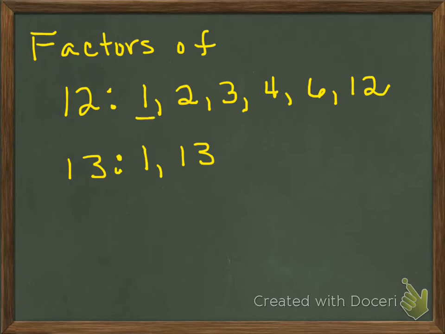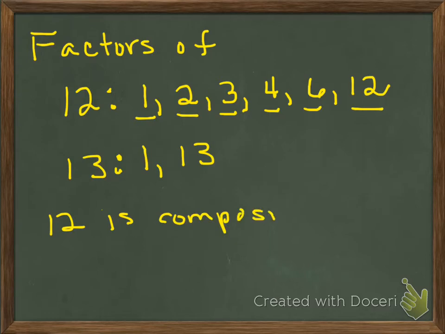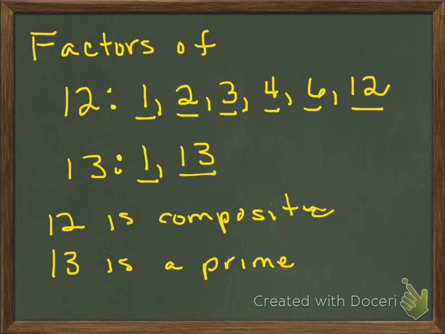Since 12 has 1, 2, 3, 4, 6, 12 as factors, I would say 12 is composite, because 13 only has the factors of 1 and 13, I can say 13 is a prime number. So I have 12 is a composite number based on the number of factors, more than 2, and 13 is a prime number. Let's continue.